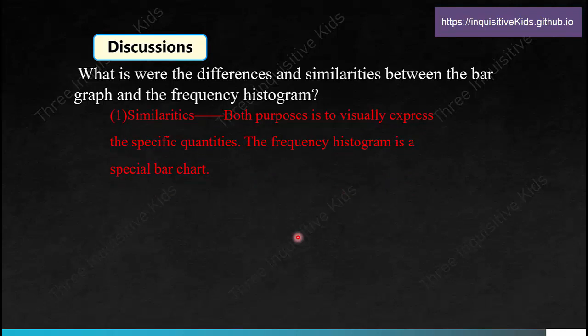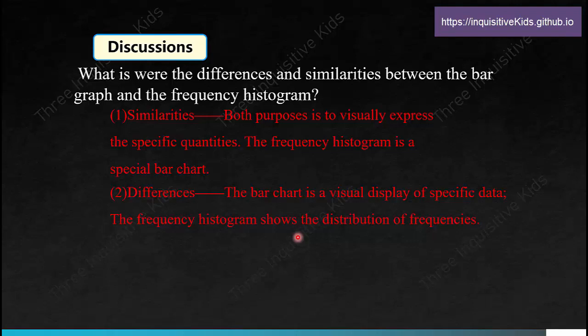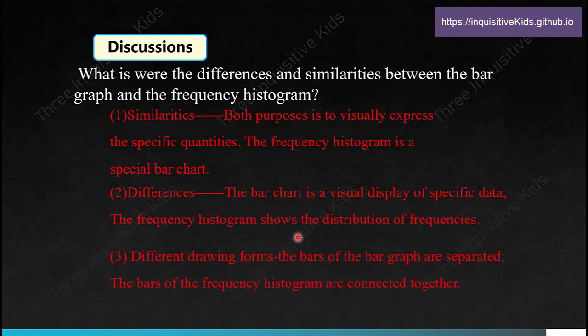Well, the similarities: both purposes are to visually express specific quantities. The frequency histogram is a special bar chart. Differences: the bar chart is a visual display of the specific data. The frequency histogram shows a distribution of frequencies. Different drawing forms: the bars of the bar graph are separated. The bars of the frequency histogram are connected together.